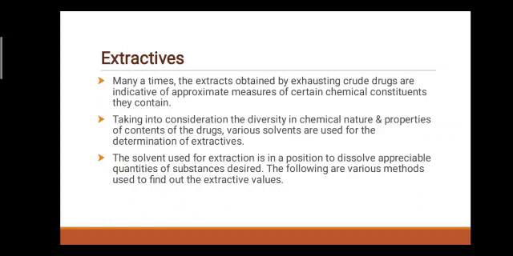The solvent used for extraction is in a position to dissolve appreciable quantities of the substances desired. The following are various methods used to find out the extractive values.